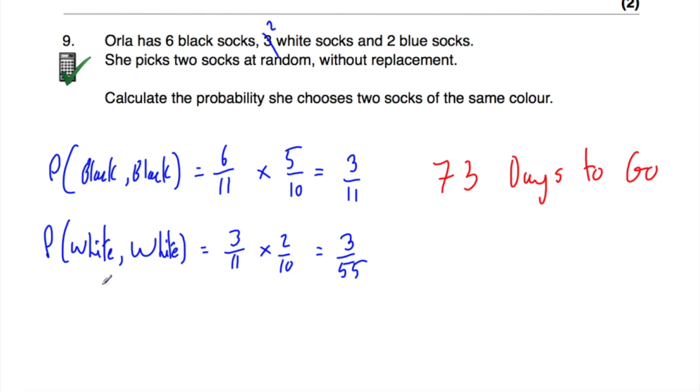And finally, the probability of a blue sock and a blue sock, so blue and blue.